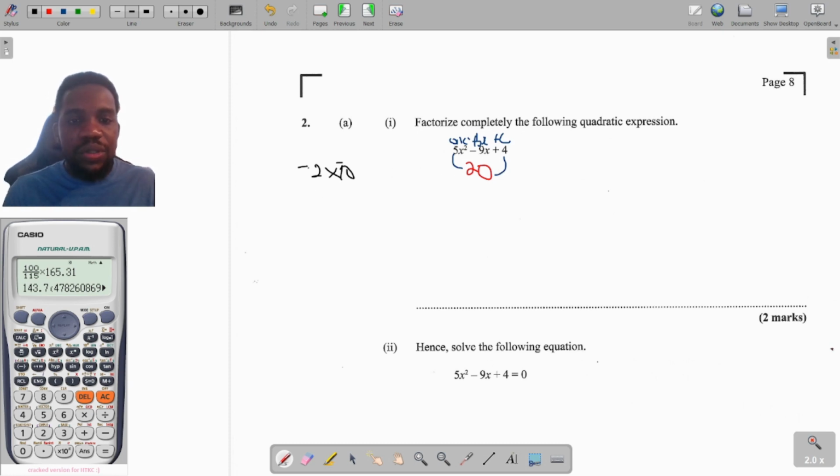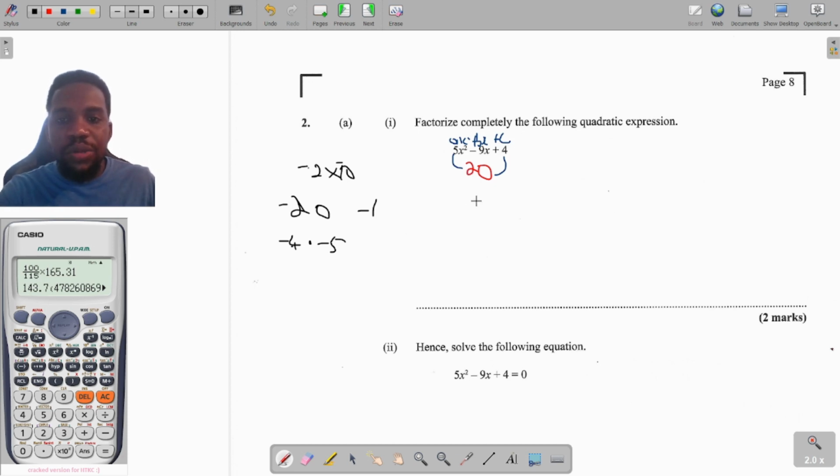We can go 20 and 1, right? Which is negative 20, negative 1. Negative 20 plus negative 1 is going to be negative 21. So that's out. Alright, what about negative 4 and negative 5? Negative 4 plus negative 5 is negative 9. So that is what we're going to be using.